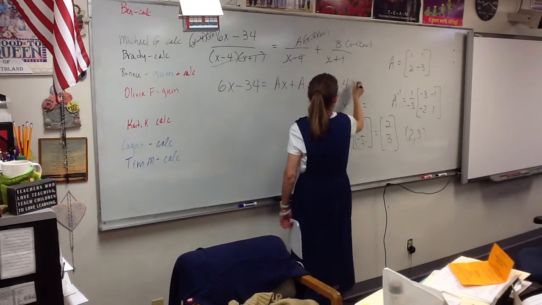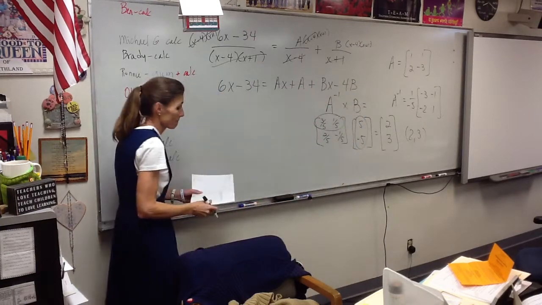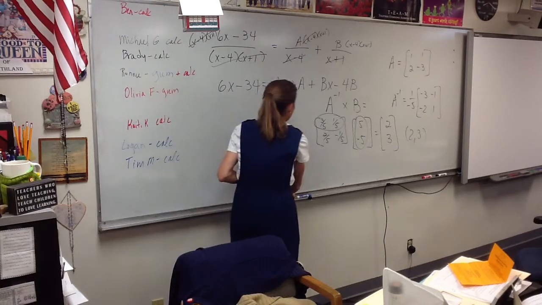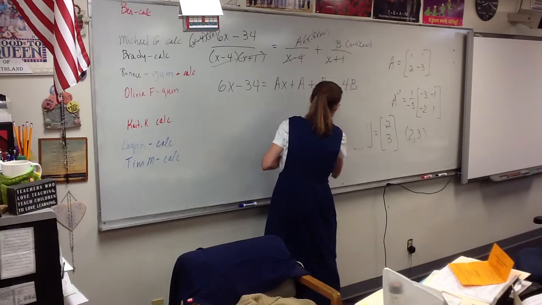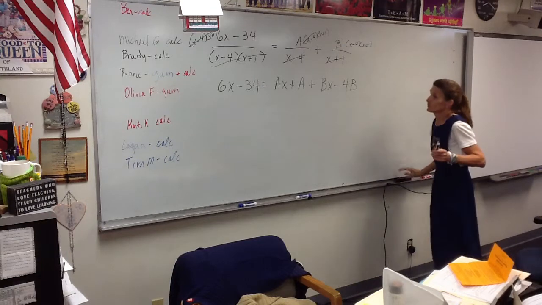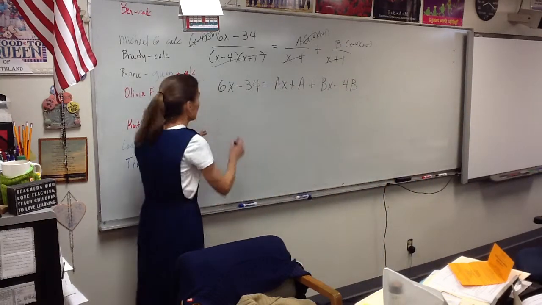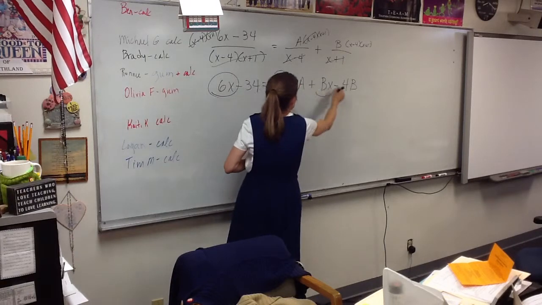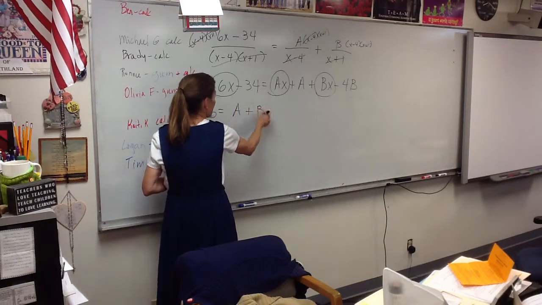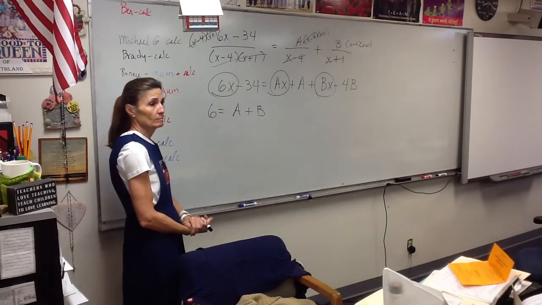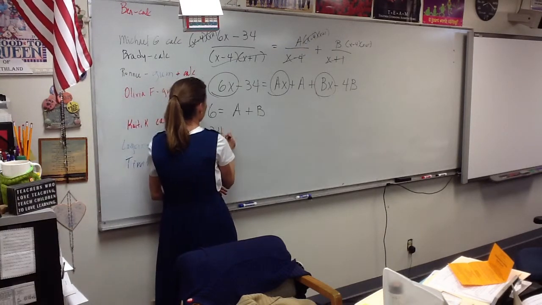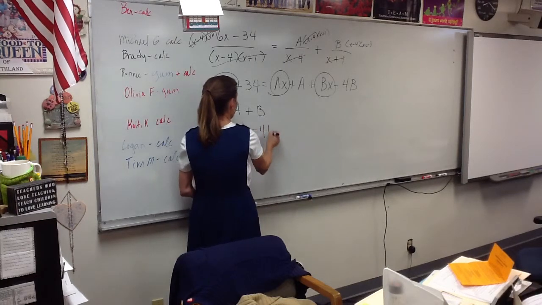Bx minus 4b. All right? Now, this is the point where we've got to break it apart and get our 2 equations. So, what are our 2 equations going to be? Look at the x parts first. What does that say to me? 6 equals a plus b? What does the other equation say? Negative 34 equals a minus 4b.